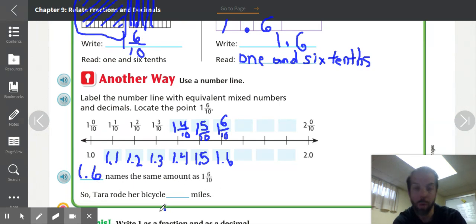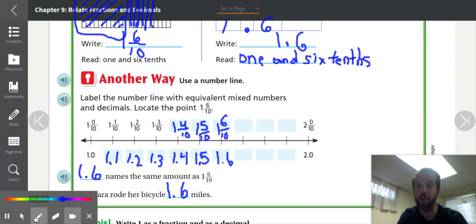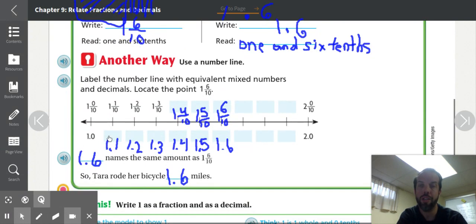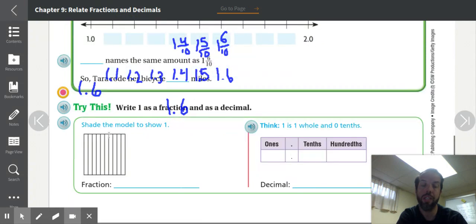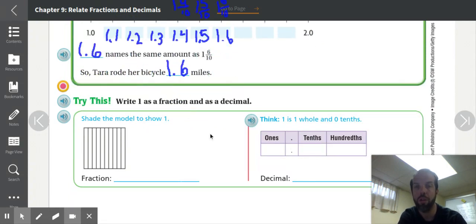So Tara rode her bicycle 1 and 6 tenths of a mile. I bet some of you guys have ridden your bikes farther in recent weeks. 1 and 6 tenths is a good ride though, for sure.